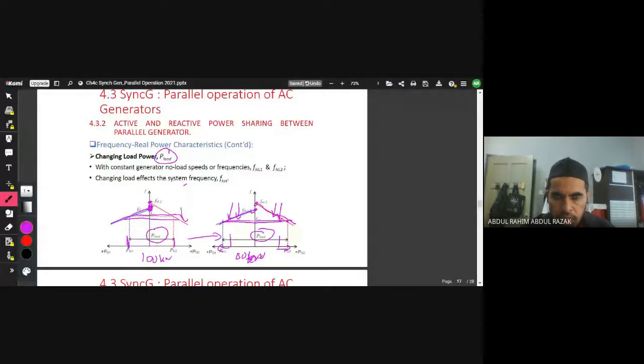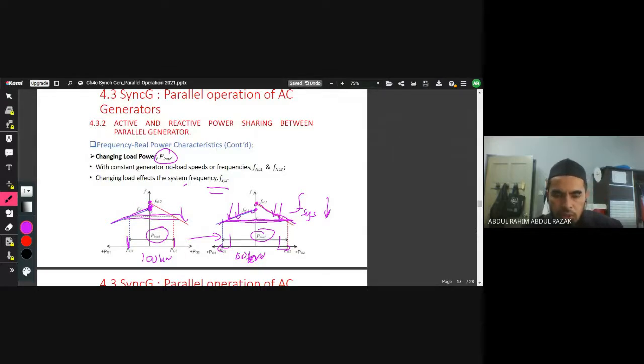So we have another level of frequency over here. It means that we are able to supply the load, but the frequency of the system has already gone down, already decreased. So it will affect the system frequency.